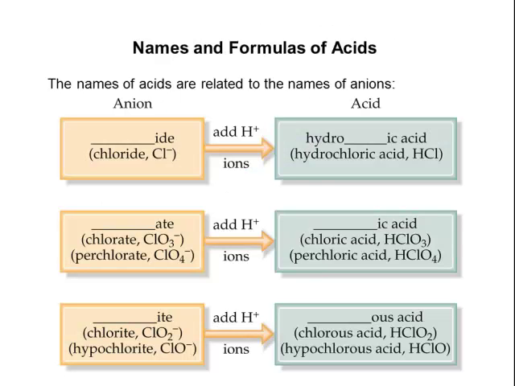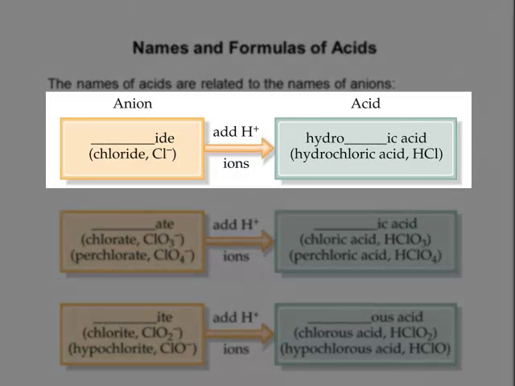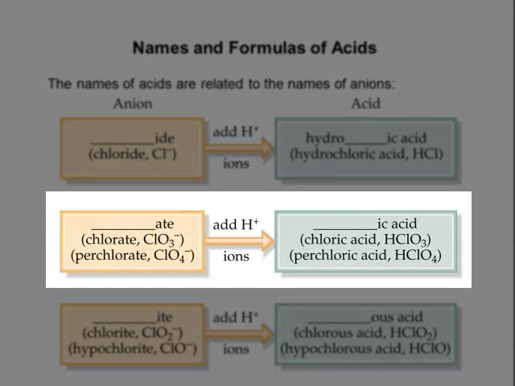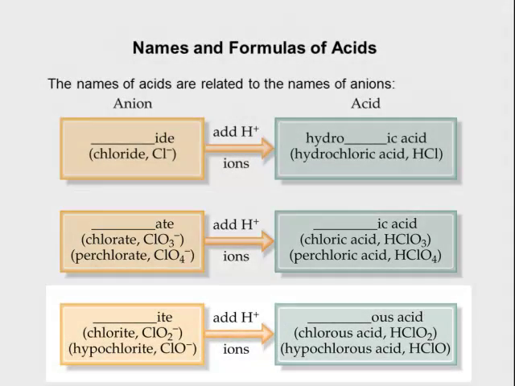Alright, so when looking at these formulas and names of acids, you need to be able to take the names and write the formulas. You need to be able to take the formulas and write the names. The main thing to consider is if you have a monoatomic anion with an IDE ending, you add enough H pluses to balance out its charge, and it becomes hydro-ic as far as the acid name goes. If you have something with an ATE ending, it's an oxyanion, you add enough H pluses to balance out the charge, and that goes from ate to ic. You then can go from ite to OUS. So I really try to remember ide goes to hydro-ic, ate goes to ic, ite goes to OUS.